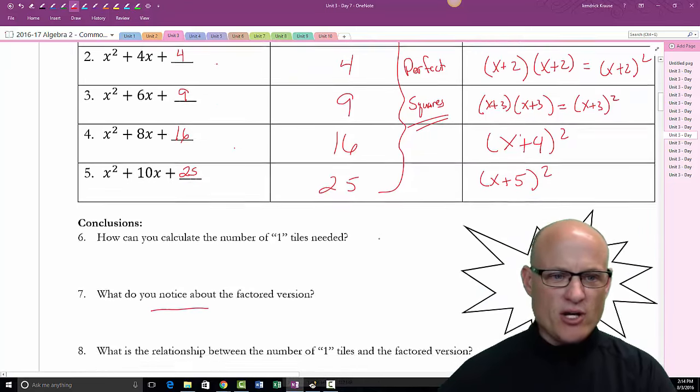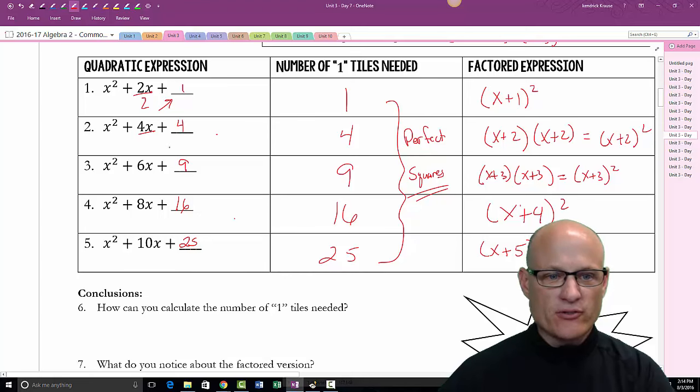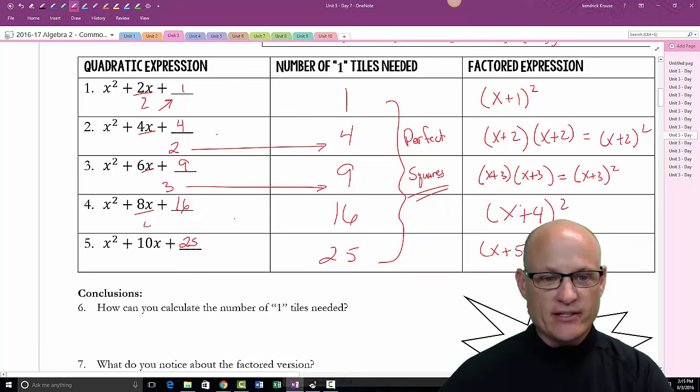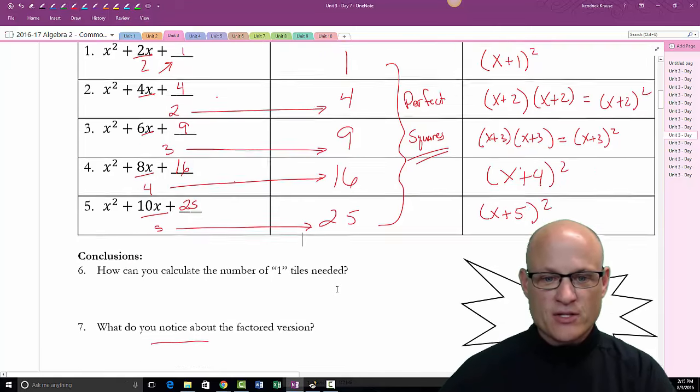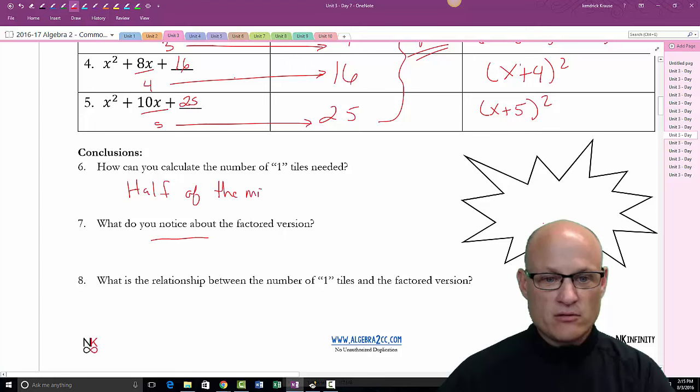All right, so if you notice, if I take half of this and square it, I get this. Half of 4 is 2, squared is 4. Half of 6 is 3, squared is 9. Half of 8 is 4, squared is 16. Half of 10 is 5, 5 squared is 25. So it's half of the middle term squared.